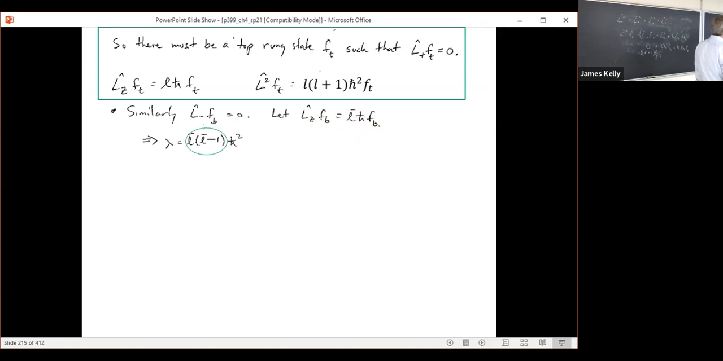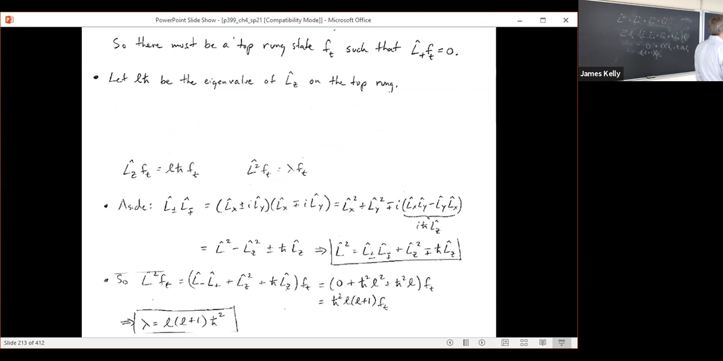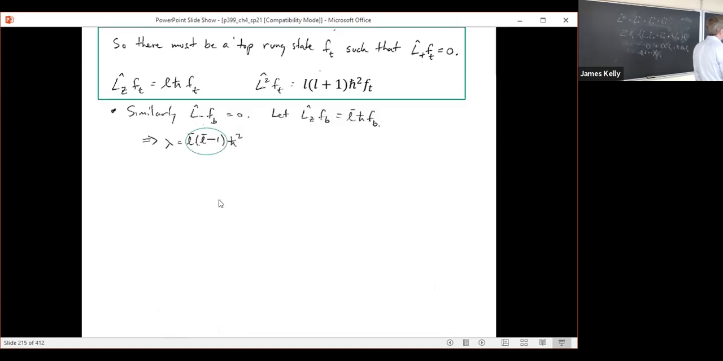Now, if you're following along in the notes, I noticed there was a typo when I was making these slides. If you follow that same logic from here, but instead of using L minus L plus, we use the L plus L minus result in this case, you can show that lambda has to be related to l bar by lambda equals l bar times (l bar minus 1) times h bar squared.